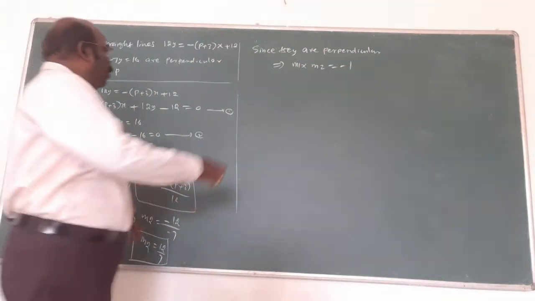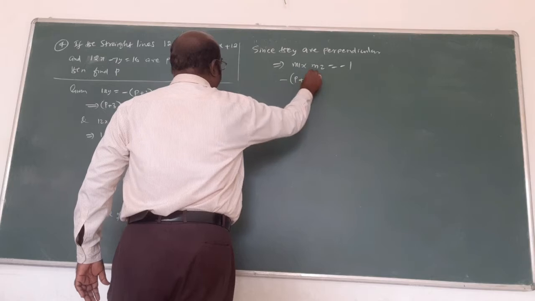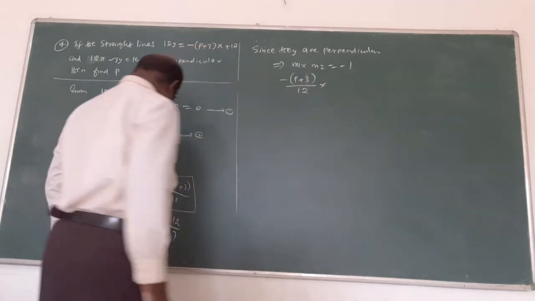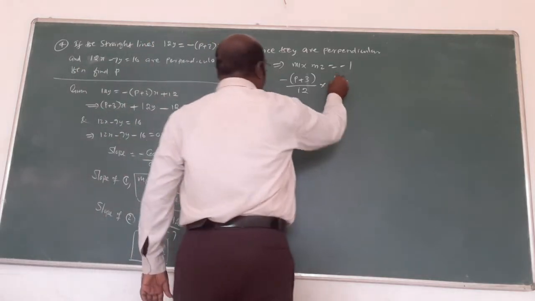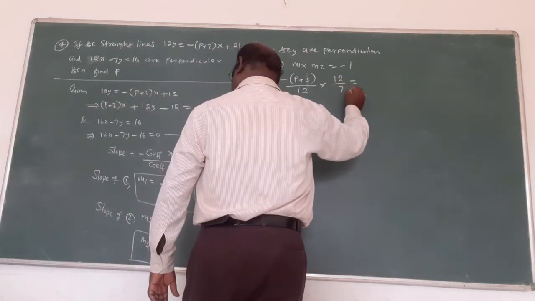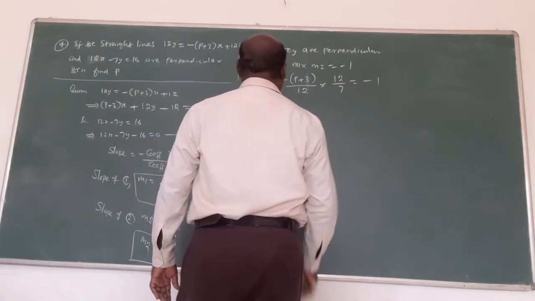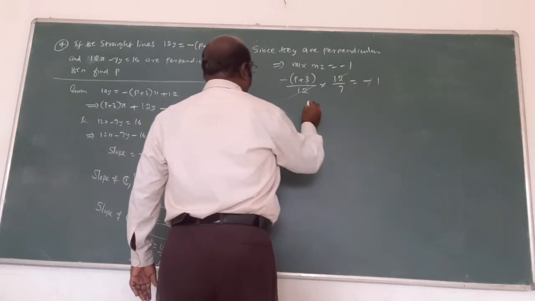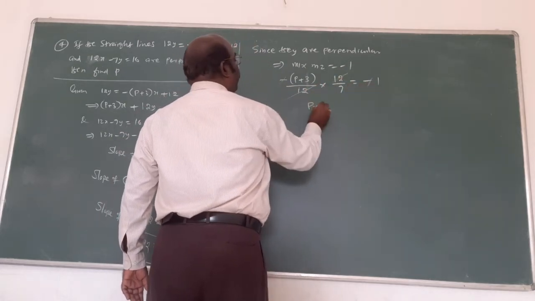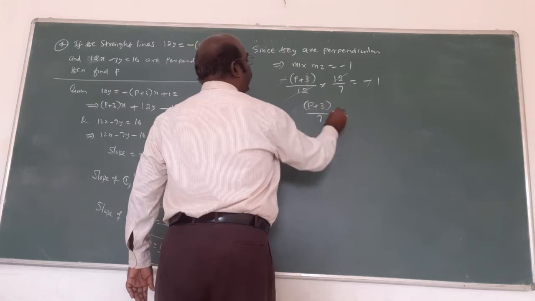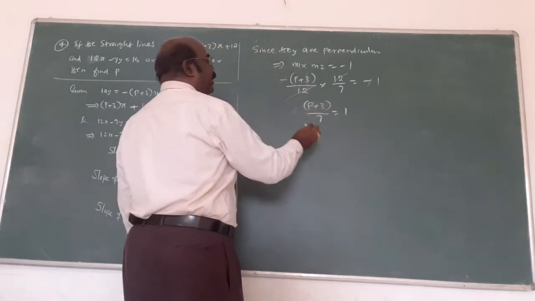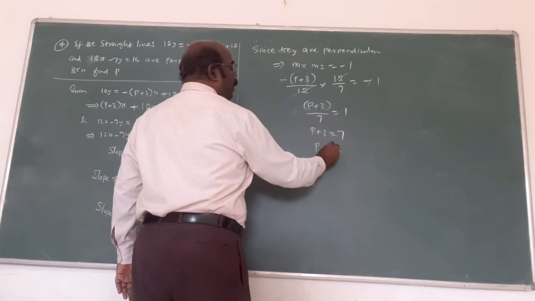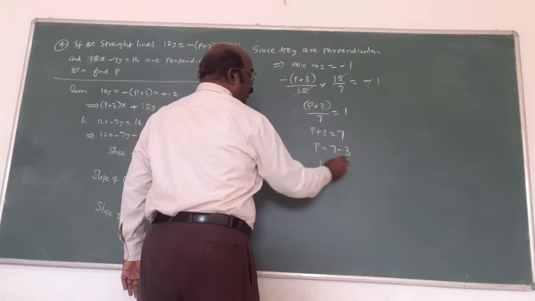Now substitute the m1 value, minus (b plus 3) by 12, into m2, which is 12 by 7, equal to minus 1. Am I right? Now 12 cancels, the minus minus also cancels. What is the numerator? Numerator is b plus 3 by 7 equal to 1, because minus cancels. b plus 3 equal to 7, cross multiply. We want b, so 7 minus 3, that is 4, is the answer.